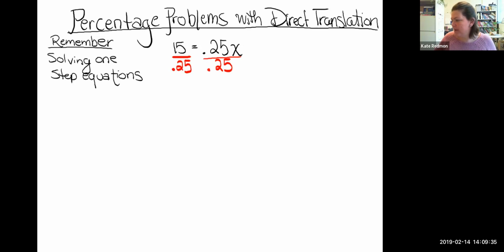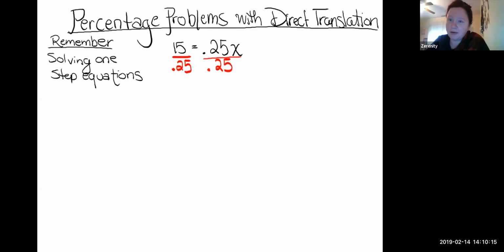I've been looking all around for my TI-30XS because I am not going to multiply and divide decimals by hand, because if I was doing this on the GED, whether it was the science, social studies, or math test, I would have a calculator. But something really interesting is going to happen when you divide 15 by 0.25. I actually don't need a calculator to do this, where we get 60. So 15 divided by 0.25 gives me 60.